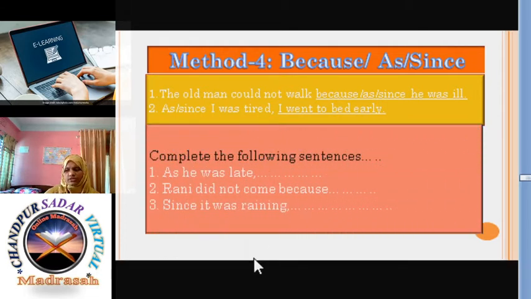So here are given some examples to do by yourself. Complete the following sentence. I do one for you. As he was late, what will be the completing sentence? As he was late, he couldn't catch the train. He couldn't attend the meeting. He couldn't catch the class. More examples.